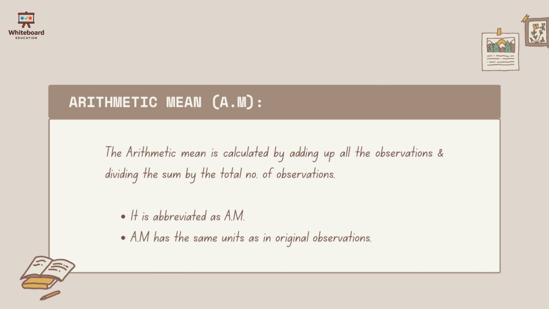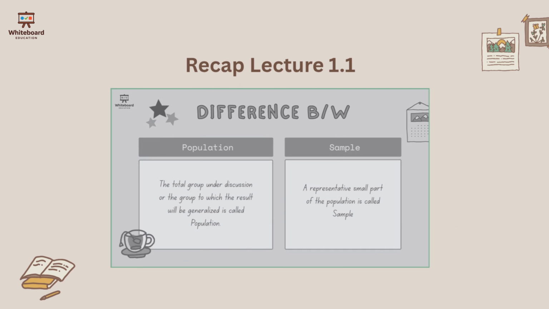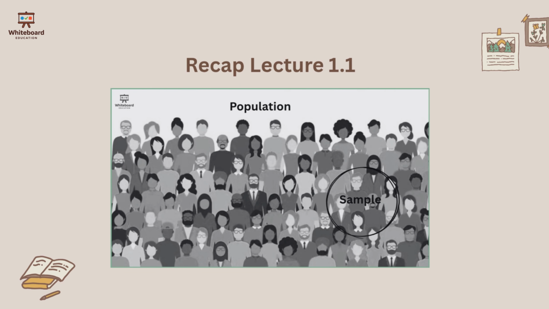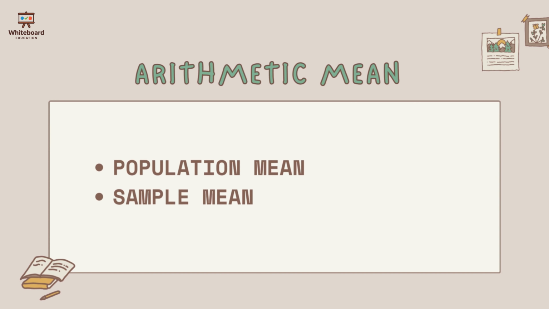which is meters. Okay, so do you remember Lecture 1.1 in which we studied population and sample? If not, go check out that lecture first. Here in arithmetic mean we also subcategorize into population mean and sample mean. The population mean is denoted by mu, whereas in sample mean we can use any variable but must have a bar on top, like x bar, y bar.